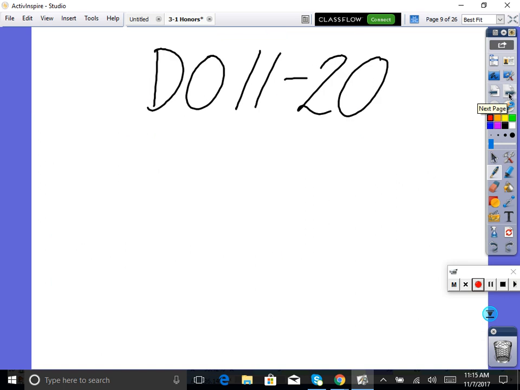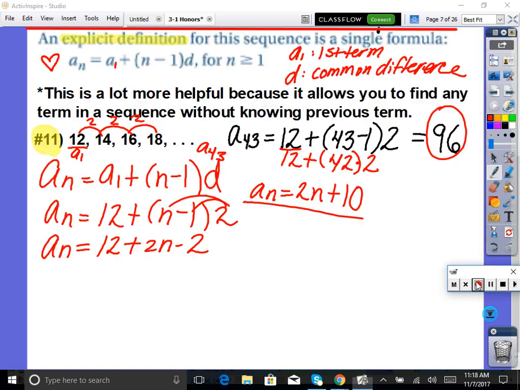What I want you to do is 11 through 20, go. Attention back up here for just a second. One thing I want you to notice is with these arithmetic sequences, all of our explicit formulas are coming out linear. Now, why does that make sense? Can anyone tell me why it makes sense? Yeah.